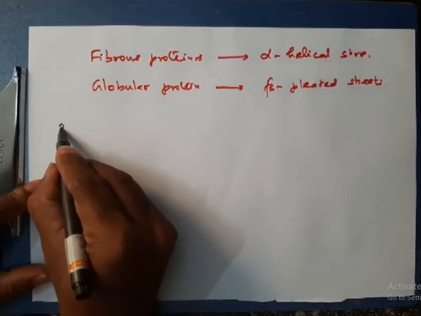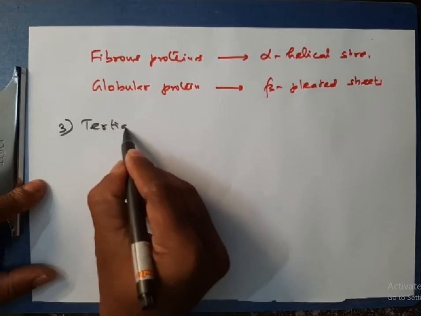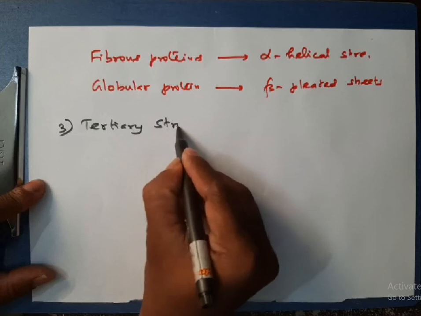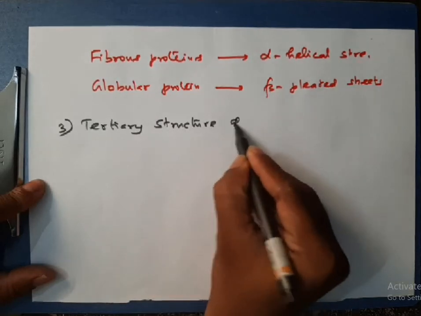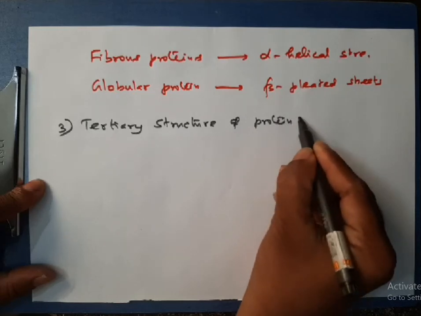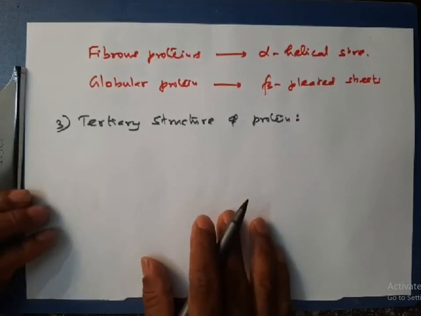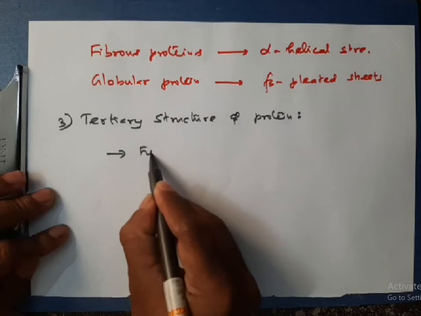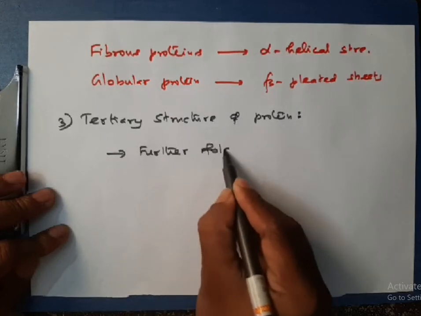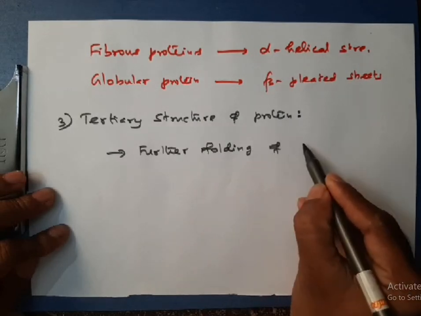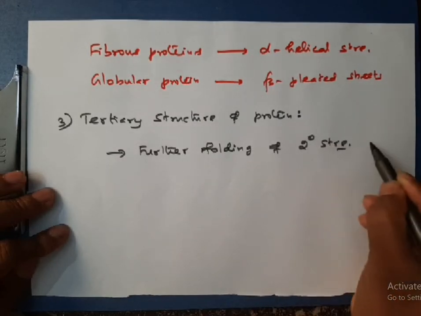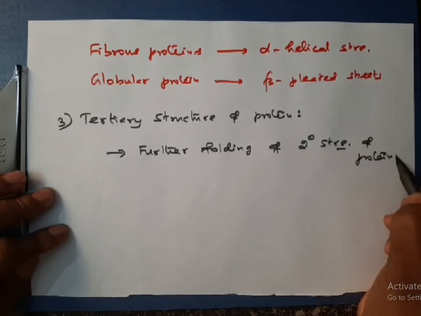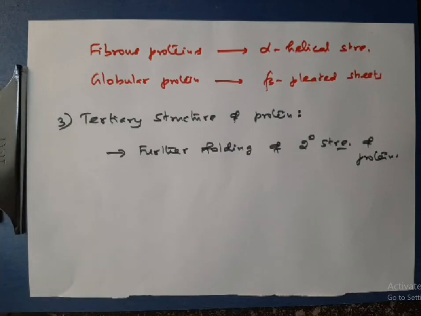What is meant by tertiary structure of protein? Very simple. Tertiary structure refers to further folding of the secondary structure of protein. After getting the alpha helical structure or beta pleated sheets, these proteins will undergo further folding. Further folding takes place due to some other interactions.